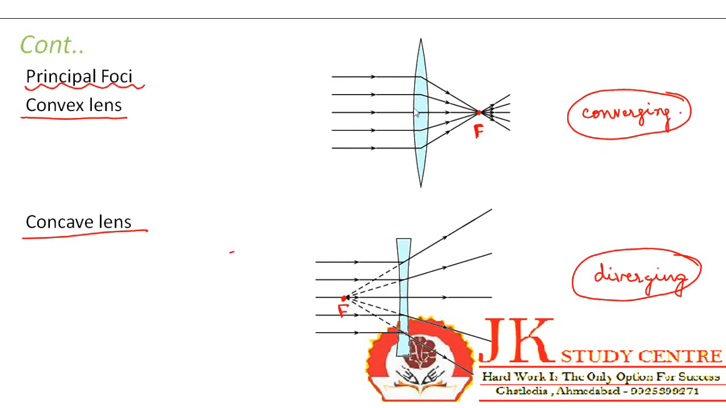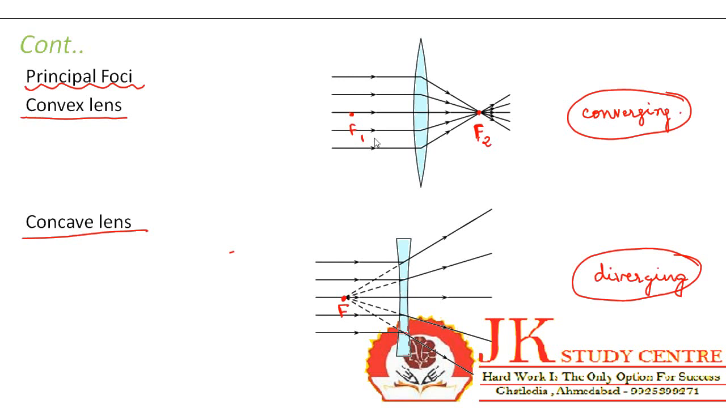The focus on the left hand side is known as F1, and the focus which you see on the right hand side is known as F2. This is my F2, also known as the second principal focus. The focus which lies on this side is known as F1, the first principal focus. So there are two principal focus, first and second.